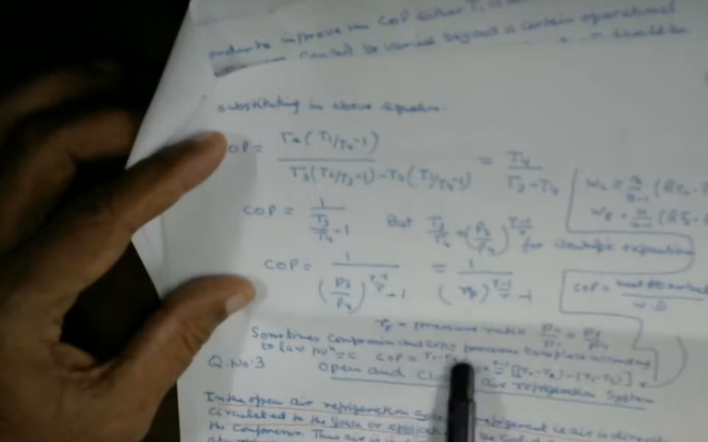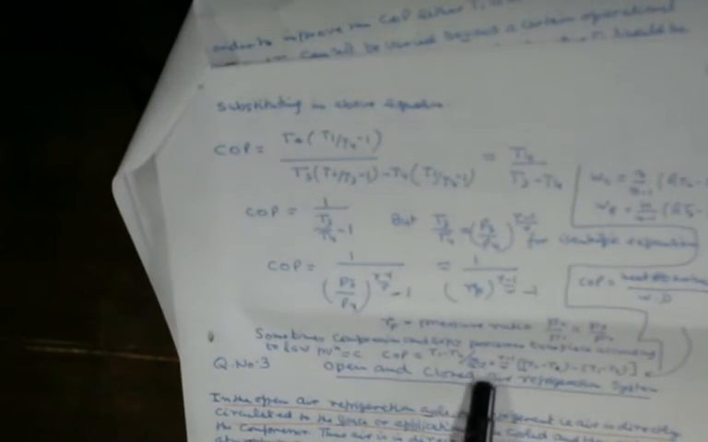Sometimes compression and expansion process take place according to the law PV raised to power n is equal to constant, that is polytropic process. Okay, so in that case COP will be written as T1 minus T4 divided by n upon n minus 1 into gamma minus 1 upon gamma ब्रैकेट में T2 minus T3 या माइनस T1 minus T4.